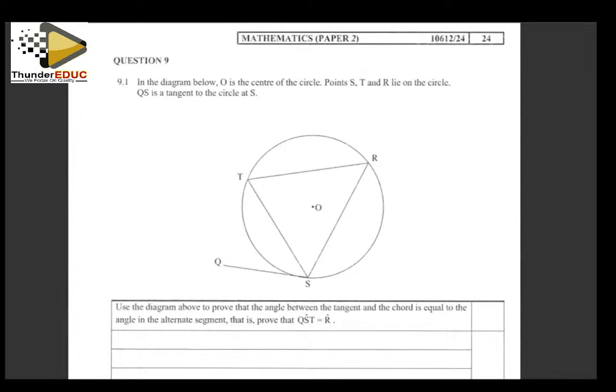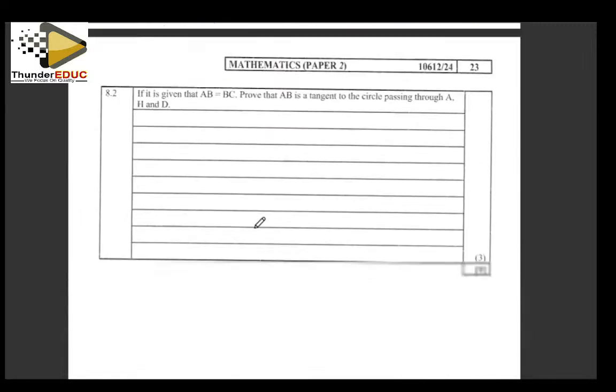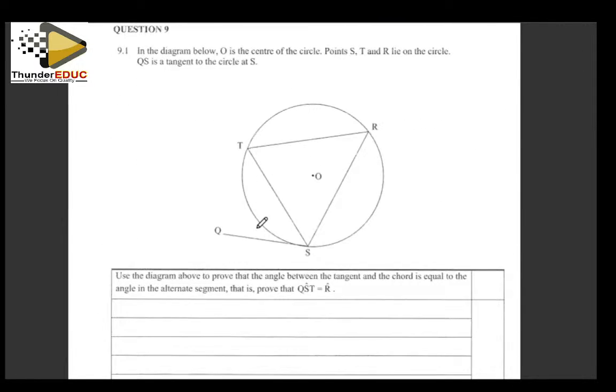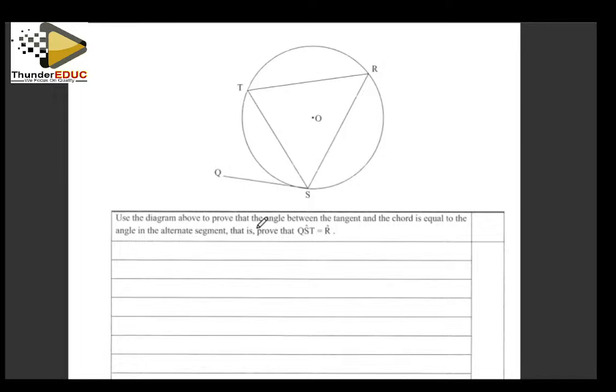Question 9. We were given this drawing with the center of the circle, points S, T, and R lie on the circle. QS is a tangent. Use the theorem to prove the tan chord theorem. So step number 1, you have to do the constructions, please. So our constructions, I'll just make it pass through the center. Let's call this M. And then let's connect this to that point.